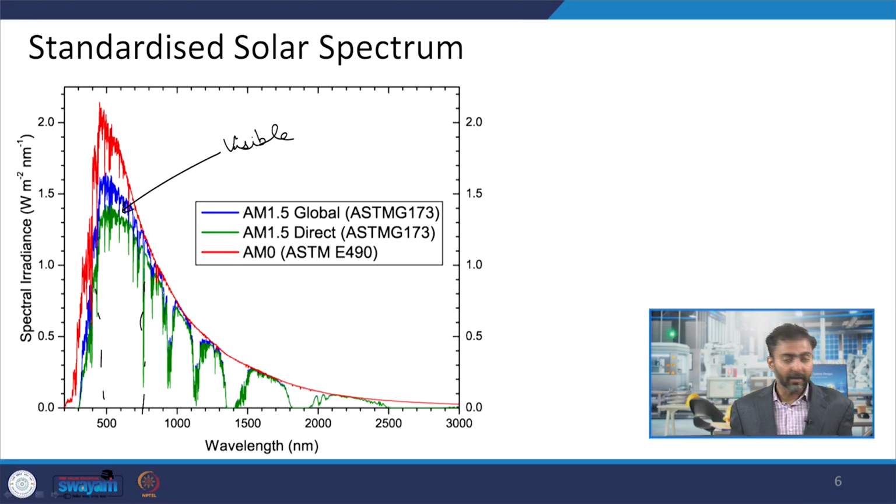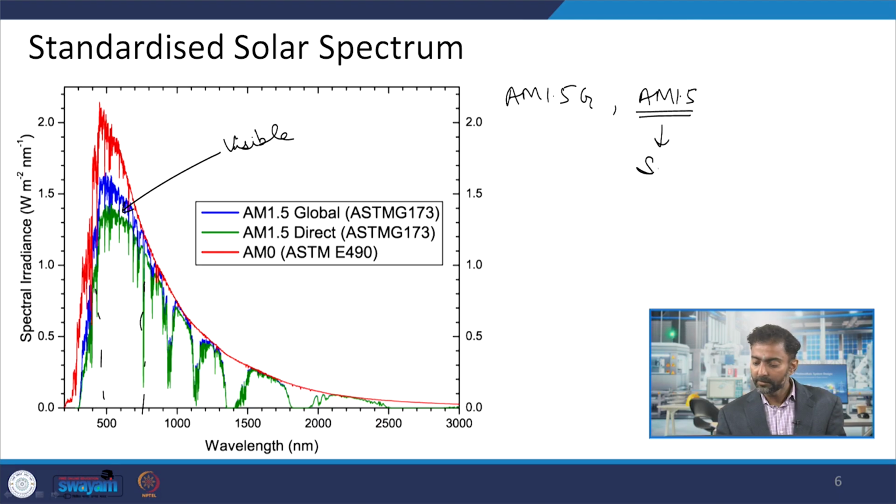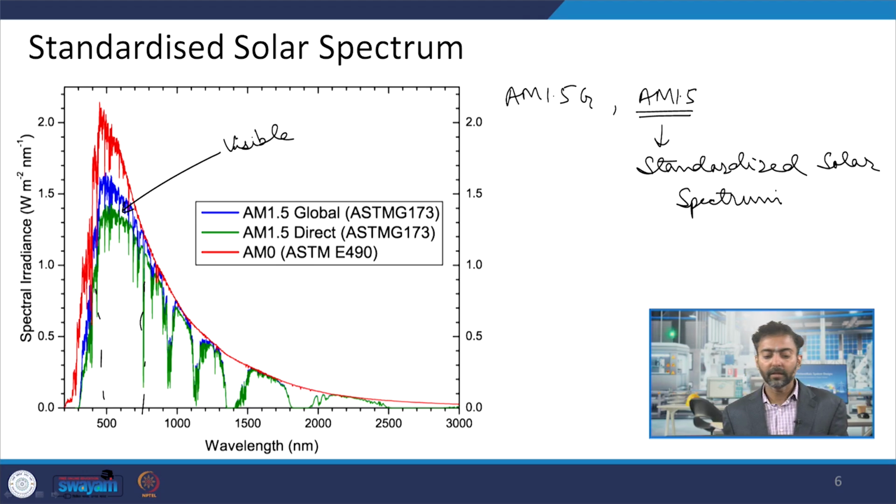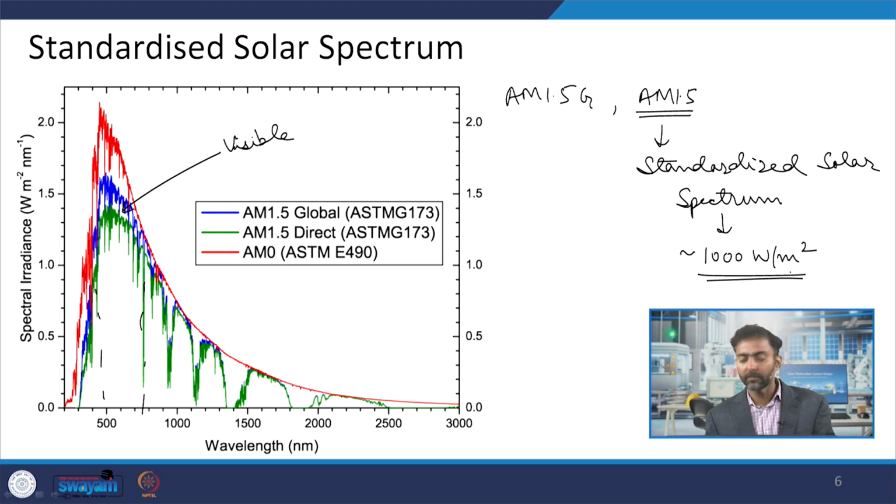So, this is the standardized solar spectrum, the AM 1.5 G, or simply called AM 1.5. This is the standardized solar spectrum, which is used as a standard for comparing the output of different solar cells, and this roughly corresponds to an intensity of around 1000 watt per meter square, which is also another STC condition for comparing the output of different solar cells.